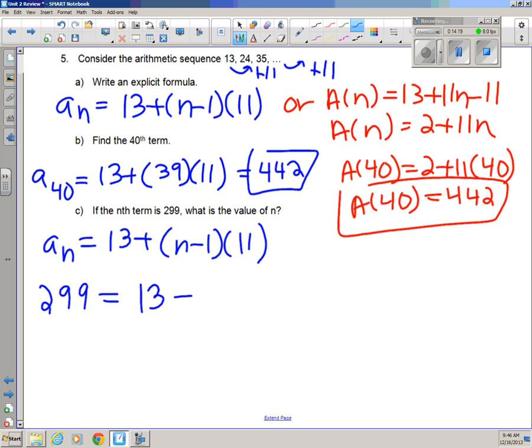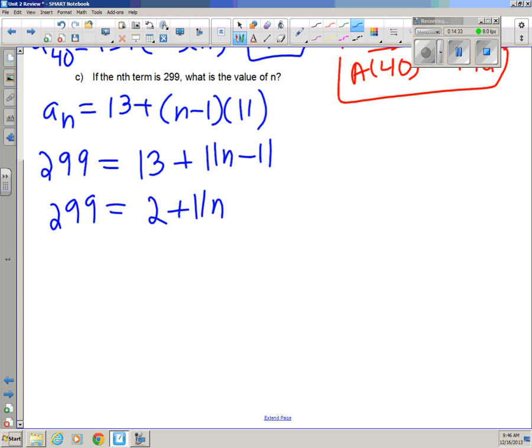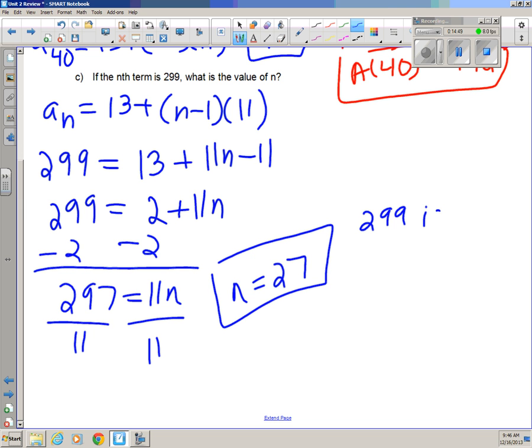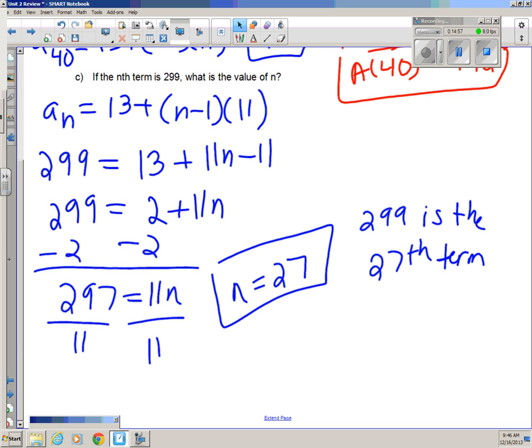13, I'm going to distribute, plus 11n minus 11, or 299 equals 2 plus 11n. That's exactly what we had gotten in red. Subtract 2 from both sides. 297 equals 11n. Divide out by 11. n equals 27. So basically, 299 is the 27th term.